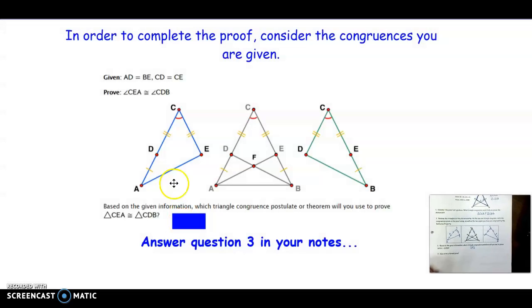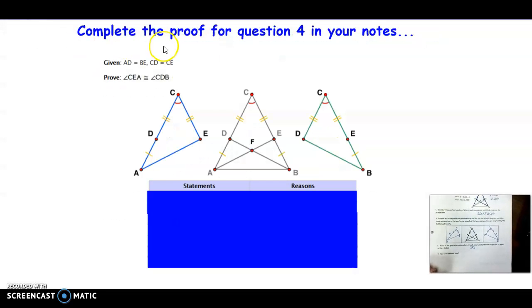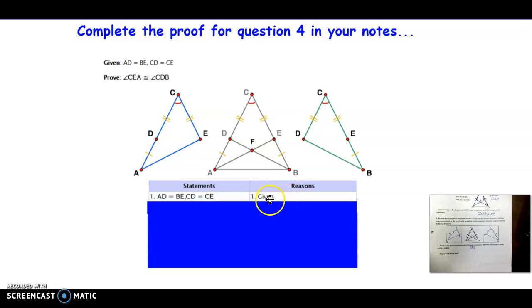So now we're going to actually go through and do a formal proof of this, proving that these triangles are congruent so that we can then prove the angles CEA and CDB are congruent. So you can write your formal proof on number 4. I'm going to put it in a two-column format, and you can see that here on the screen. So we know what our first statement and reason is going to be. We're going to state our given that AD equals BE and CD equals CE, and that reason is, of course, given.